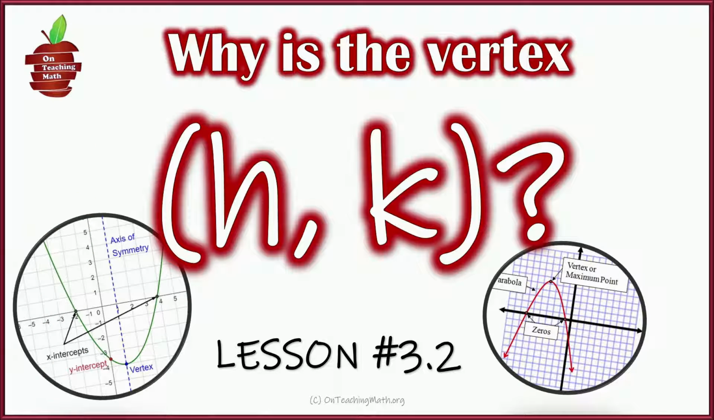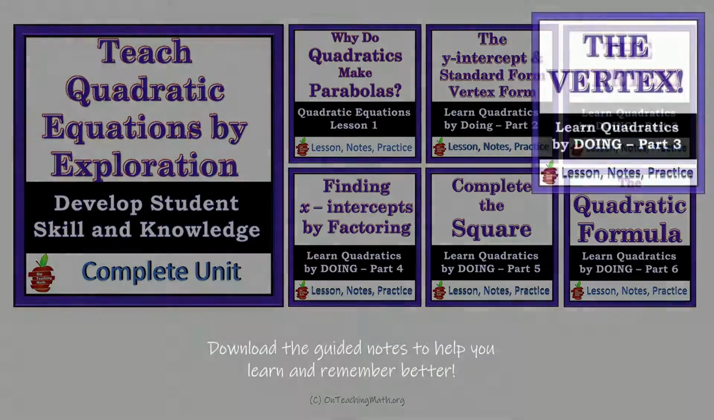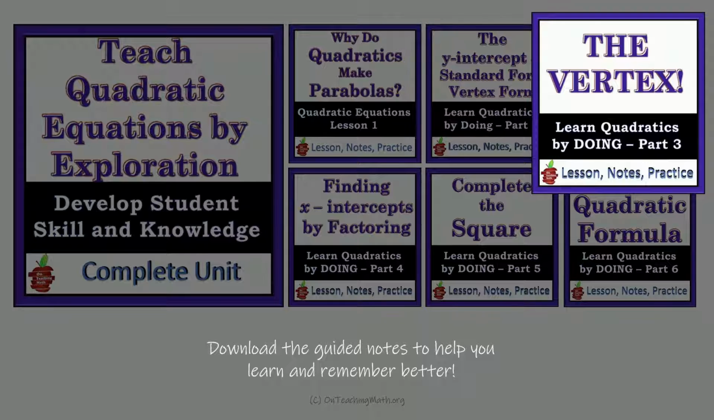Hey, this video is all about the vertex, especially from vertex form. Where does h comma k come from? How is that the vertex, and what happened to the negative sign? This is the third lesson in our series on quadratic equations. It's actually the second offering in this third section.